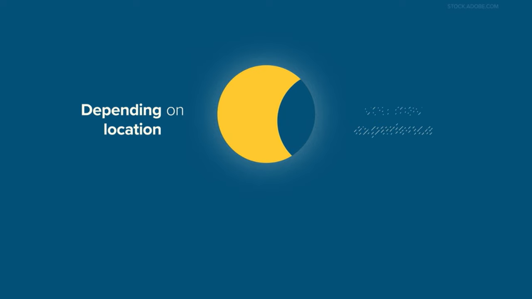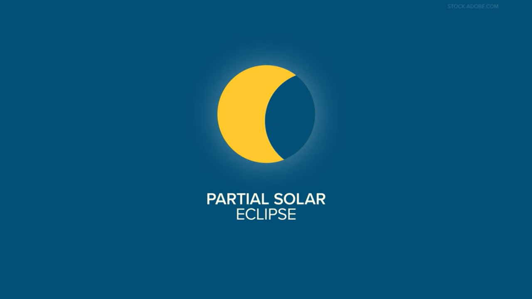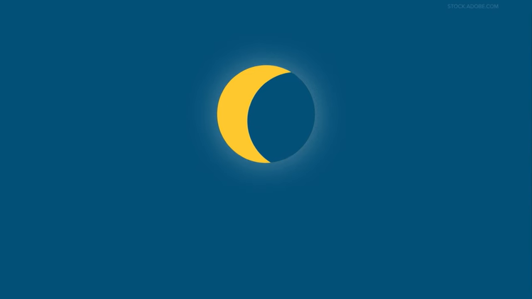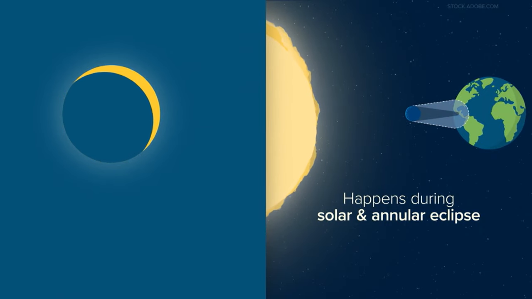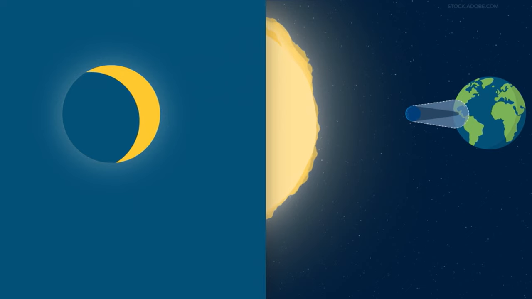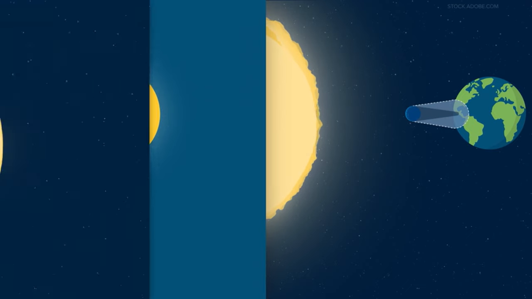Now, a partial eclipse can happen during a solar and annular eclipse. You can expect a partial eclipse if you're located just outside of the area where there's a shadow from the moon. You'll see part of the sun covered, which will look like a crescent shape.